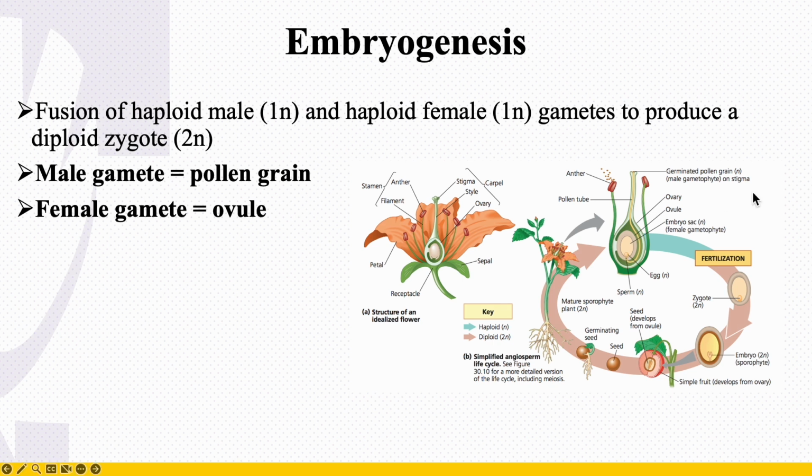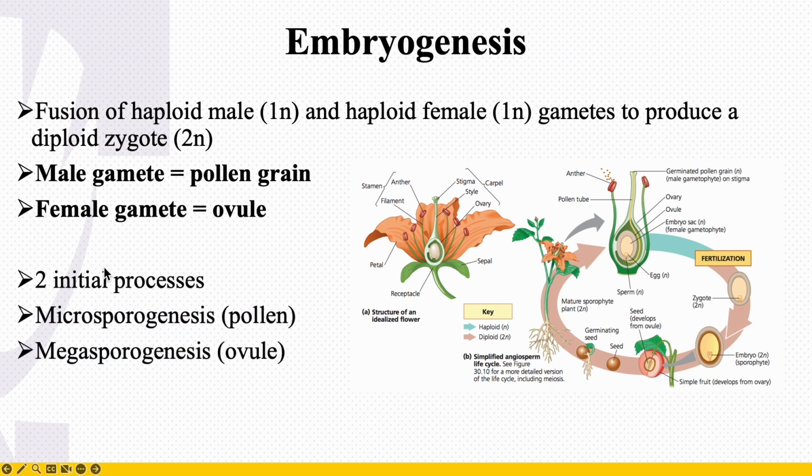So there are two initial processes. So we have microsporogenesis, and that is going to be how the pollen forms as a microspore. And then we have megasporogenesis, and this is how the ovule forms.